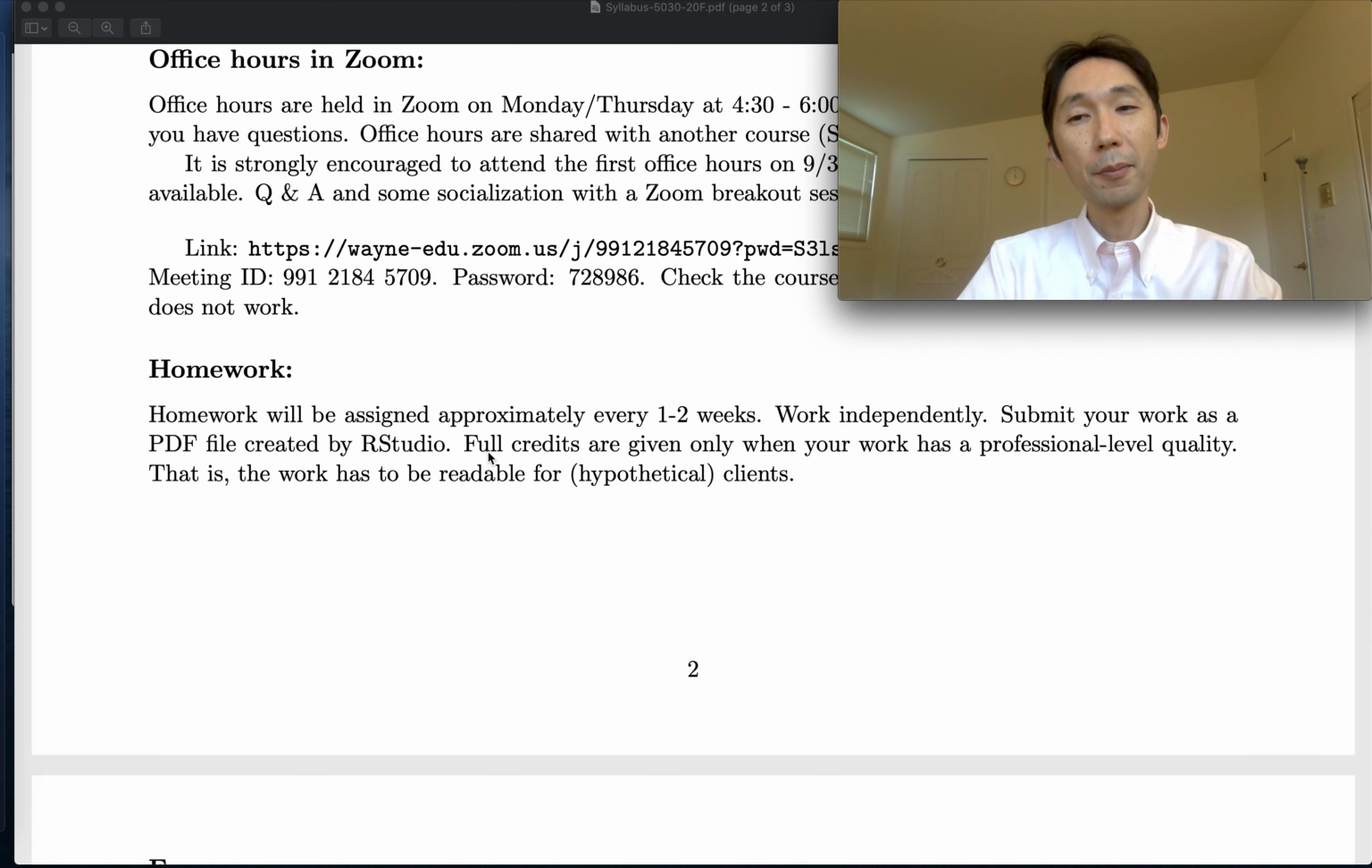I'm the instructor and I developed the homework. If you just made some messy work, I can understand that that is not the intention of the homework. So the homework output, your work, should be readable even for non-statisticians.